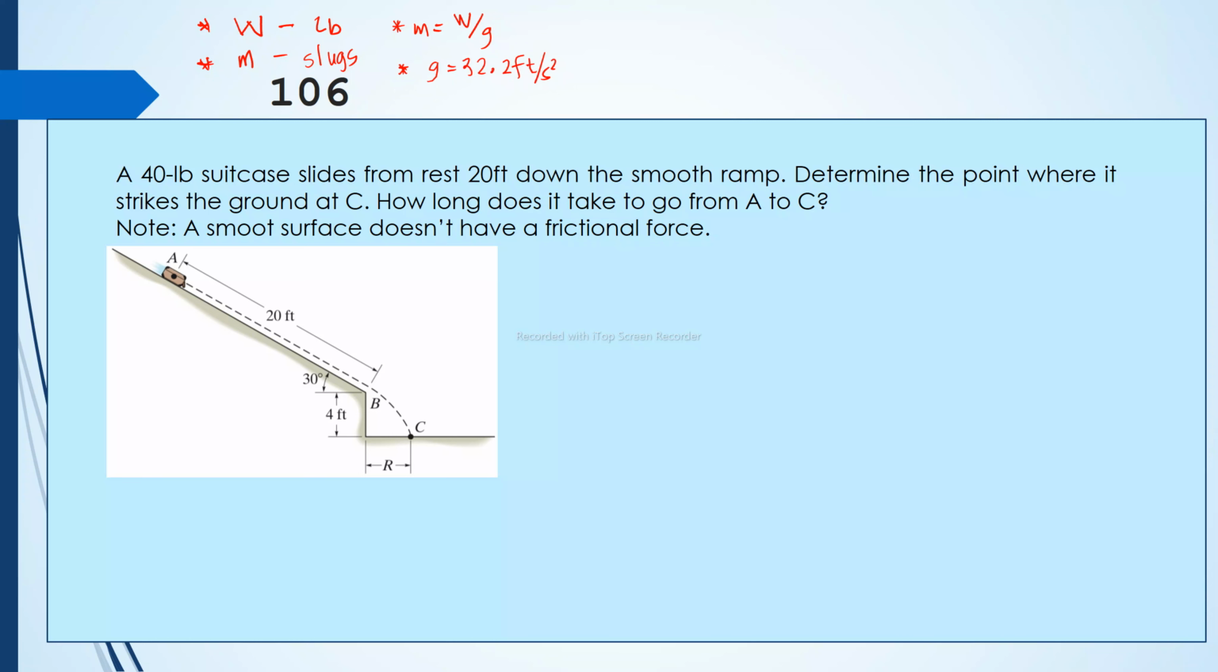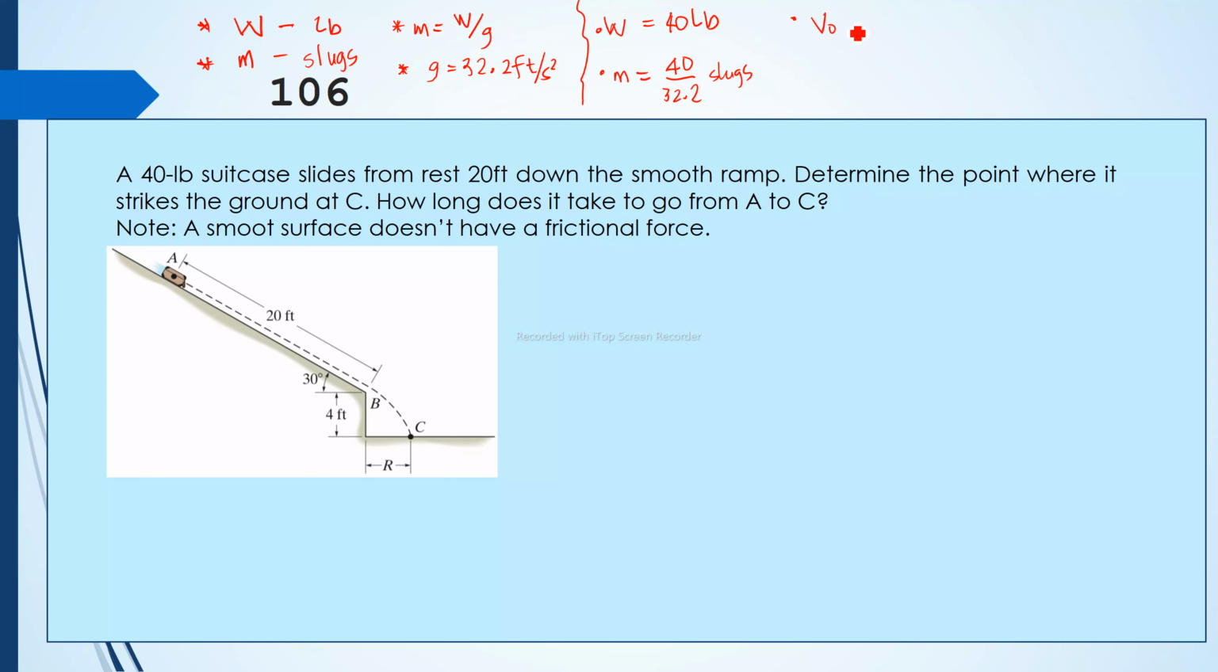So you have 40 pounds. This is the weight of the suitcase, 40 pounds. The mass of the suitcase then is 40 over 32.2. This is in slugs. Slides from rest. Take note that we have 3 points, point A to B and from point B to C.